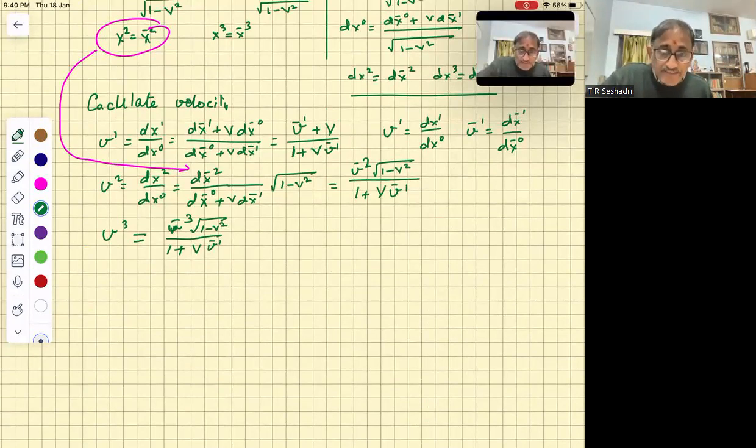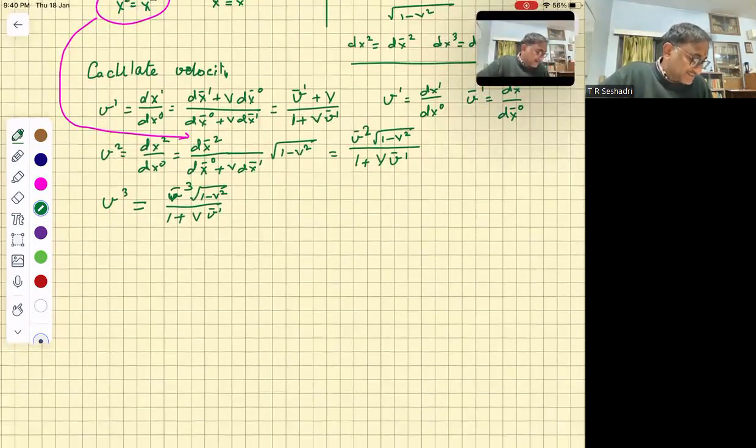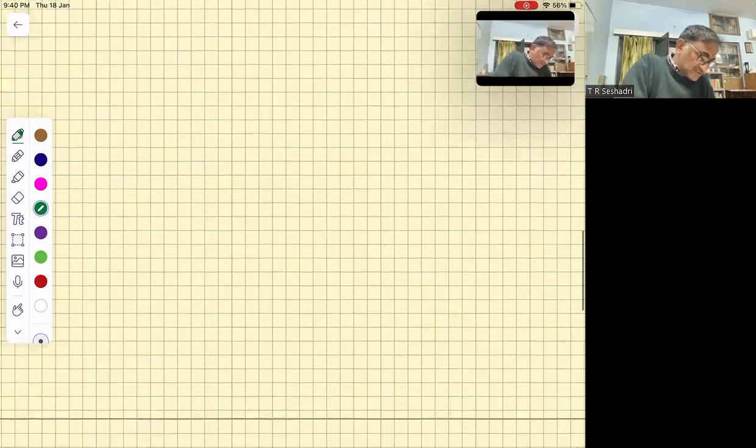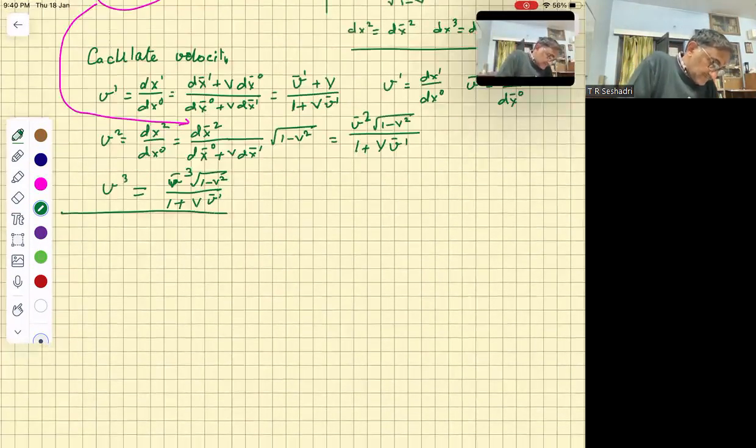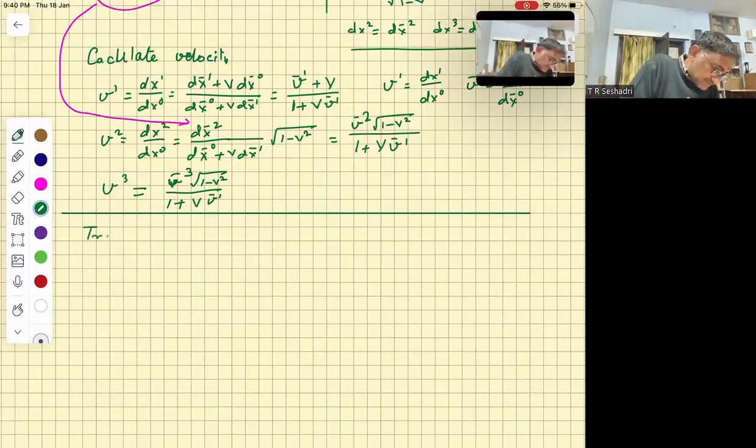And armed with this, I can now go one step further and ask, how do angles transform? Now, what I'm doing is not purely an academic exercise. This is one of the most important things in high energy astrophysics, and I'll come to it. So now, consider the transformation of angles.